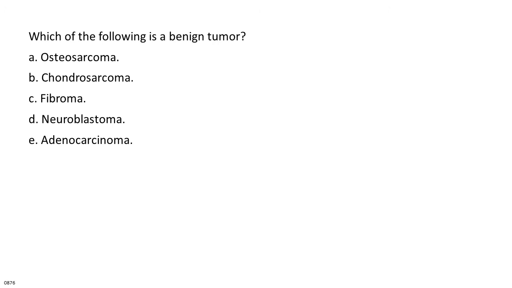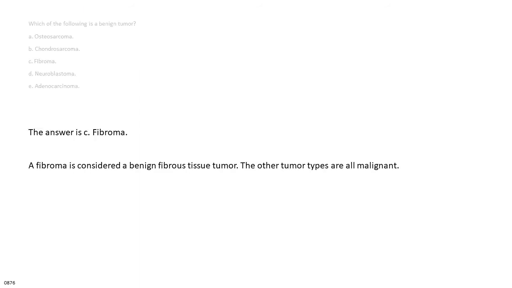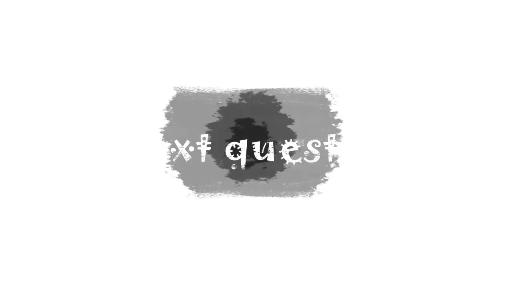Which of the following is a benign tumor? A. Osteosarcoma. B. Chondrosarcoma. C. Fibroma. D. Neuroblastoma. E. Adenocarcinoma. The answer is C. Fibroma. A fibroma is considered a benign fibrous tissue tumor. The other tumor types are all malignant.